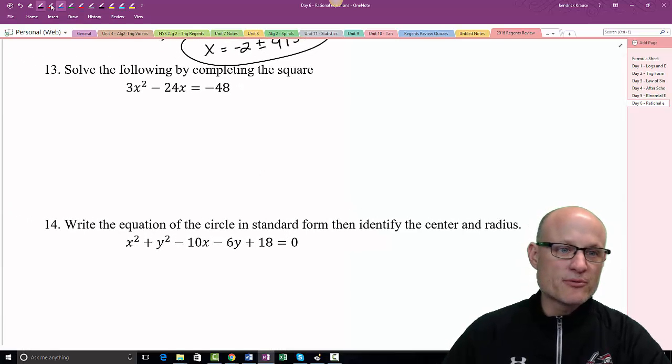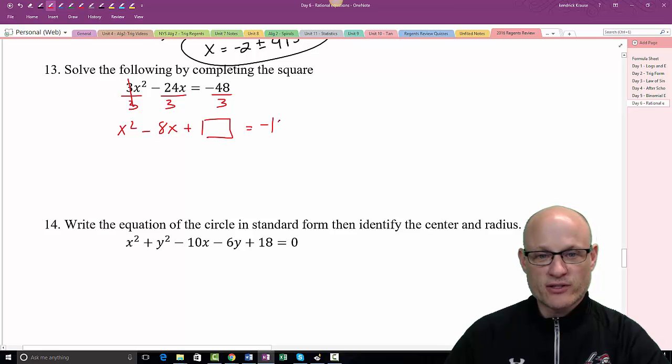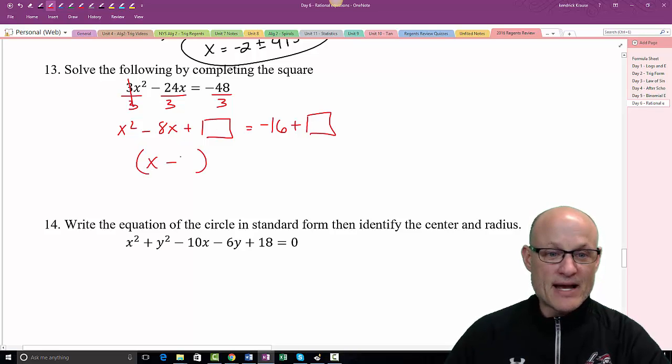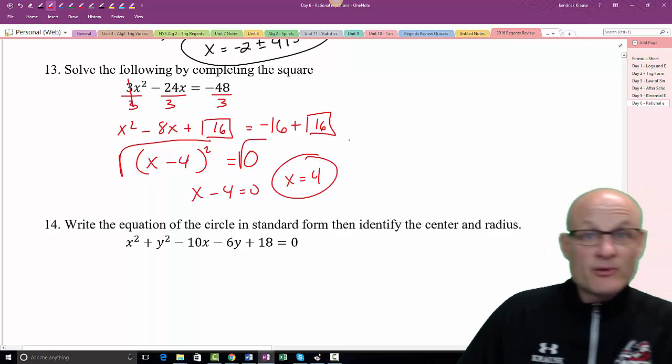All right, first step, divide through by 3. Still doing completing the square. I get x squared minus 8x plus square equals negative 16 plus square. Half the middle, x minus 4 squared. Now, if you square negative 4, you get positive 16. So I'll put a plus 16 over here. So I get equals 0. Well, that's cool. Take the square root of both sides. Square root of 0 is just 0. So I get x minus 4 equals 0. My answer is x equals 4. Well, that's kind of ridiculous. Completing a square.